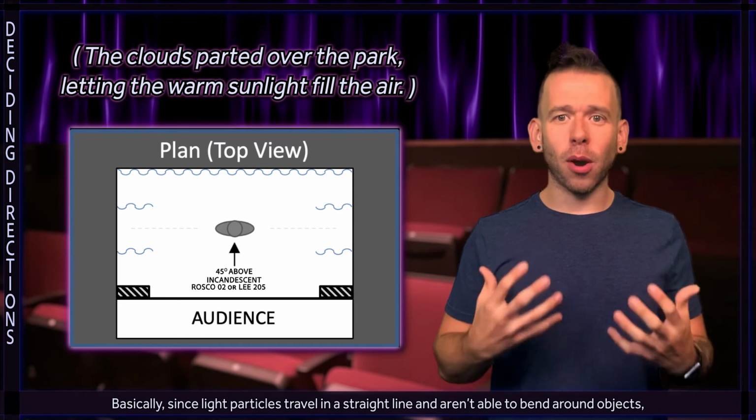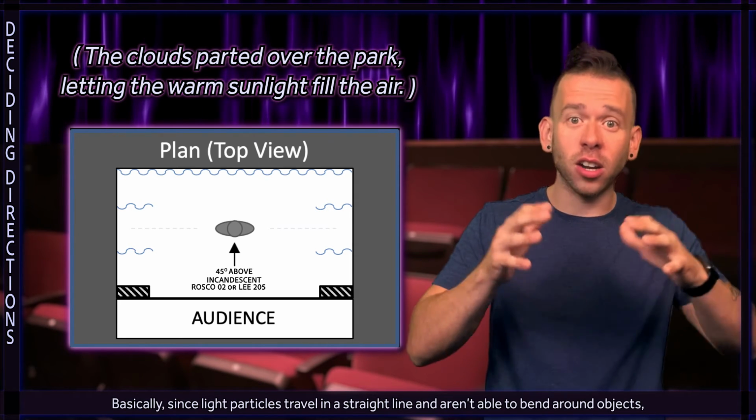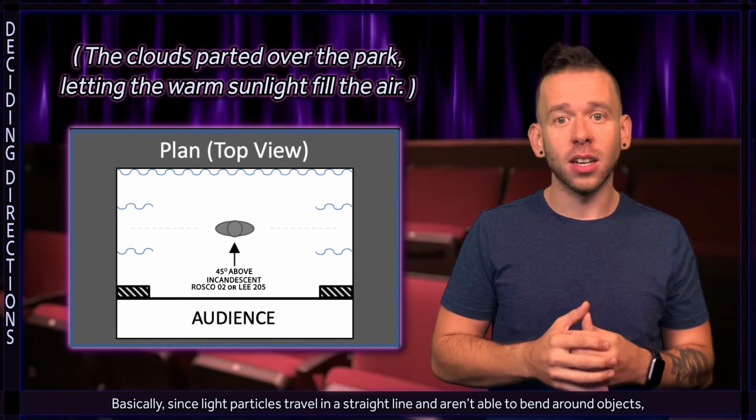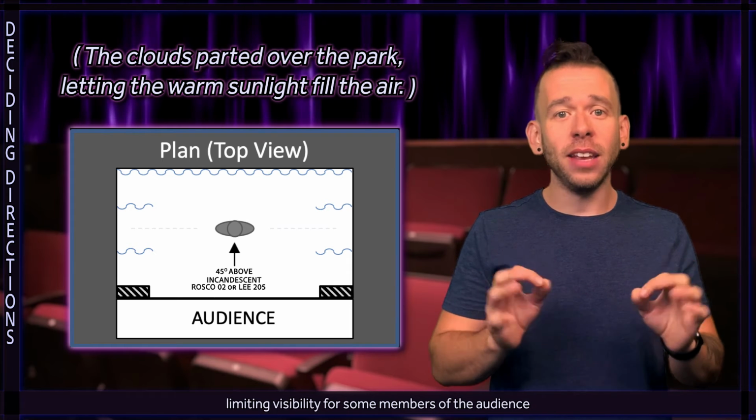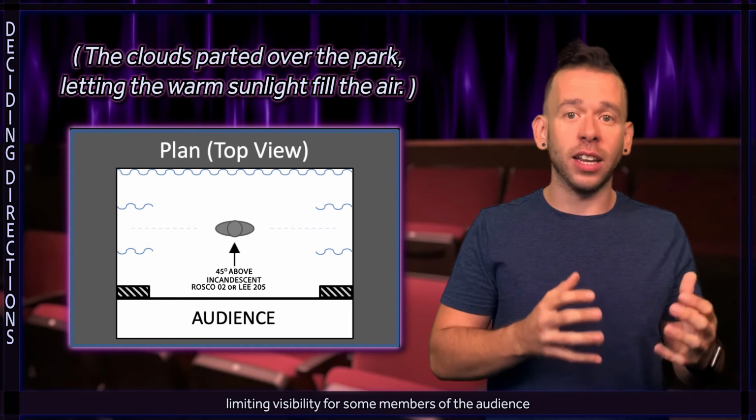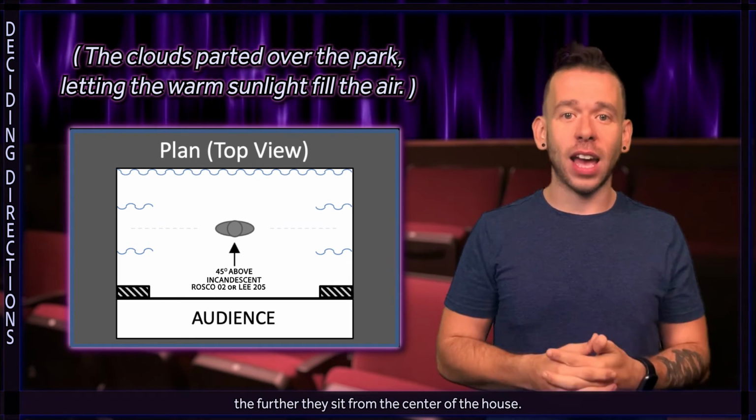Basically, since light particles travel in a straight line and aren't able to bend around objects, our current system alone would shadow the sides of the face, limiting visibility for some members of the audience the further they sit from the center of the house.